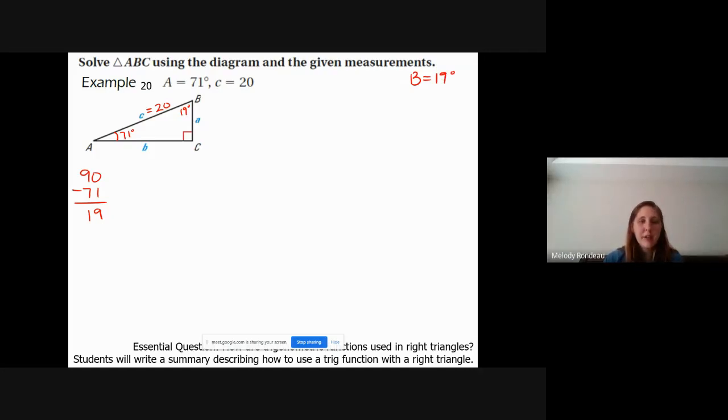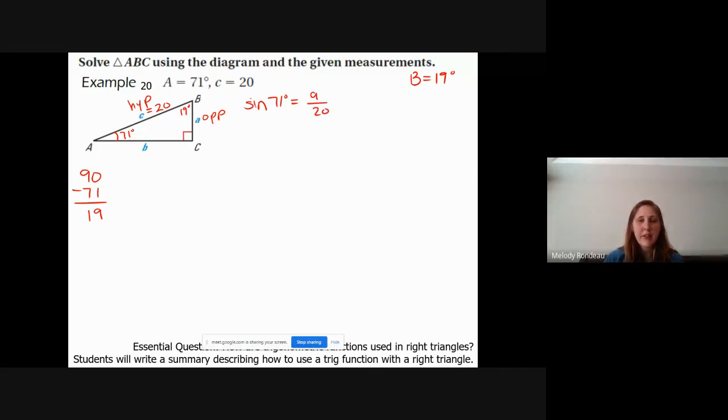And then I'm going to go through and start picking a trig function. You can do A or B first. I'm going to just start with A, which is my opposite side. So I have opposite and I have hypotenuse. So I'm going to go a little faster on this one. This would be sine of 71 degrees equals A over 20.